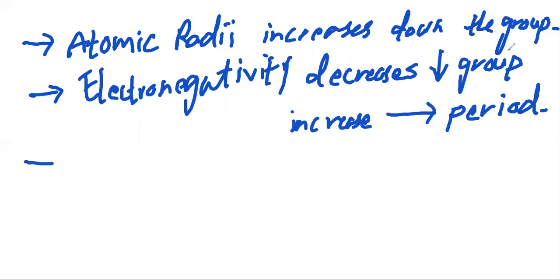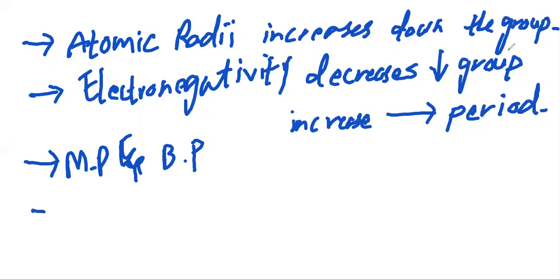Talking about melting and boiling points, they have no regular trends in P block elements, because the P block has both metals and non-metals, and gases also. So there is no trend for melting and boiling point.